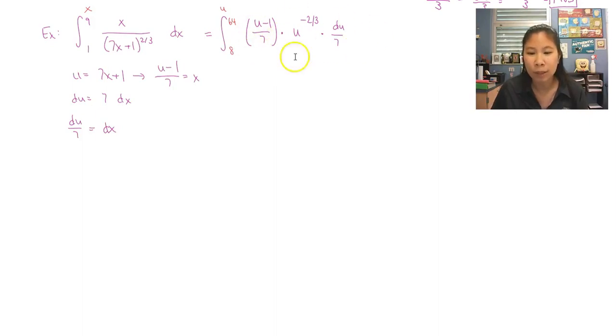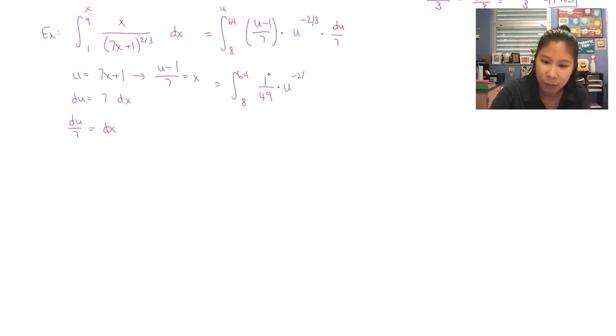Okay, so just like before, I'm going to multiply things out, simplify it, distribute, so that I can make this look nicer. So my endpoints are now 8 to 64 of 1 over 49 times u to the negative 2/3 power times u minus 1 du. Let's distribute this. Actually, let's first write the 1 over 49 on the outside of the integral. And then let's distribute my u to the negative 2/3 times u minus 1. So adding my exponents for u to the negative 2/3 and u to the first power, I end up with u to the 1/3 power minus u to the negative 2/3 power when I multiply that by 1.